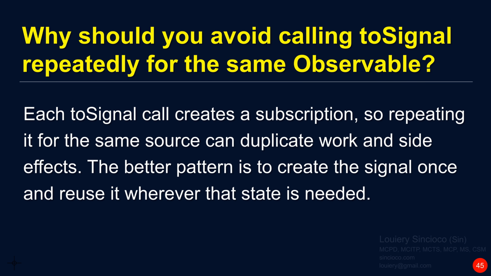Why should you avoid calling toSignal repeatedly for the same observable? Each toSignal call creates a subscription, so repeating it for the same source can duplicate work and side effects. The better pattern is to create the signal once and reuse it wherever that state is needed.